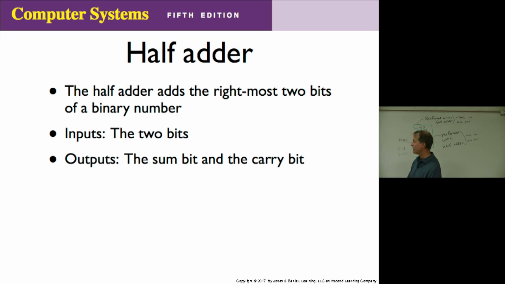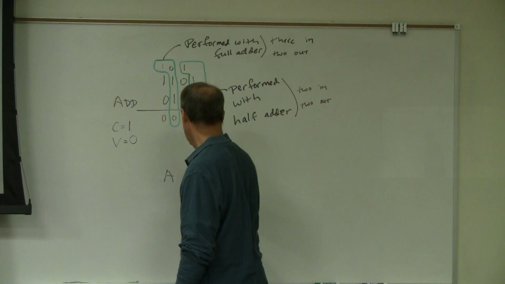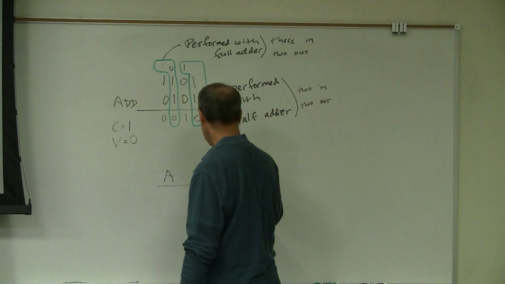So the half adder adds the rightmost 2 bits of a binary number. The inputs are the 2 bits and the outputs are the sum bit and the carry bit. Now, what we're going to do is let's do a truth table, and let's see if we can specify what the circuit should do. So let's have A, B be the input.